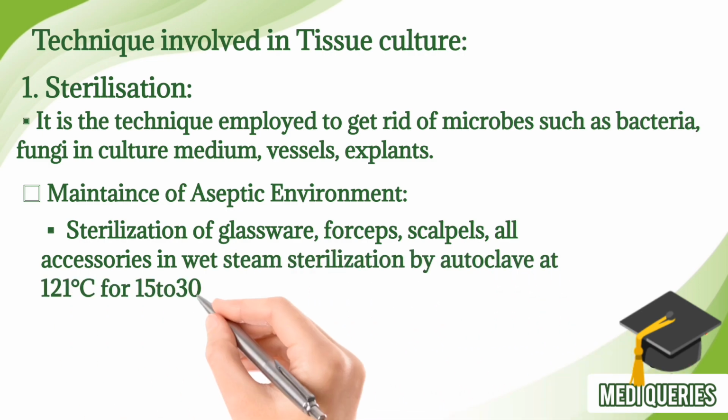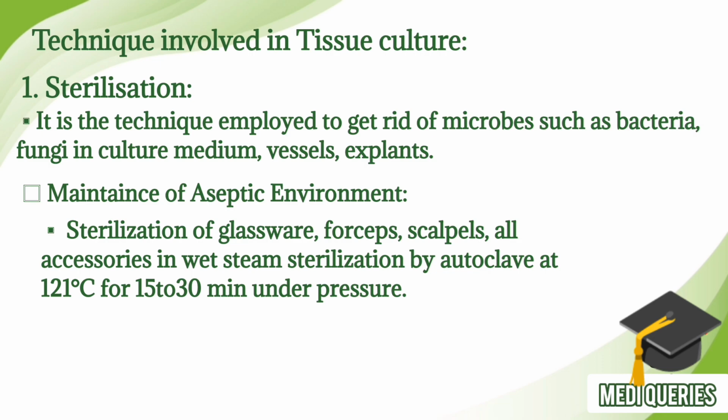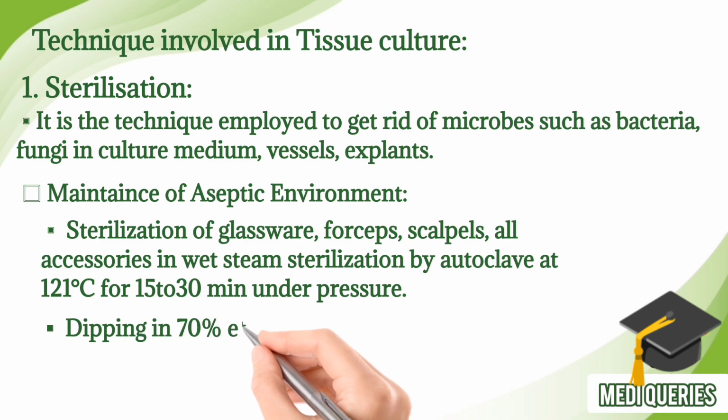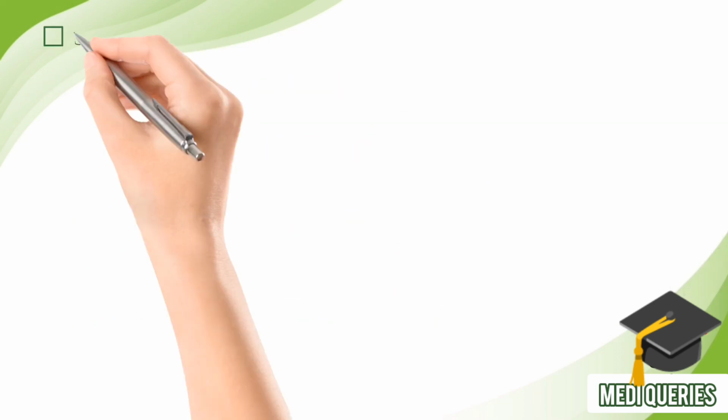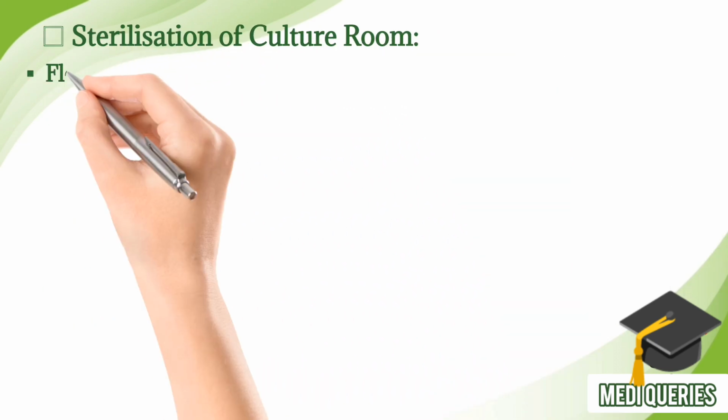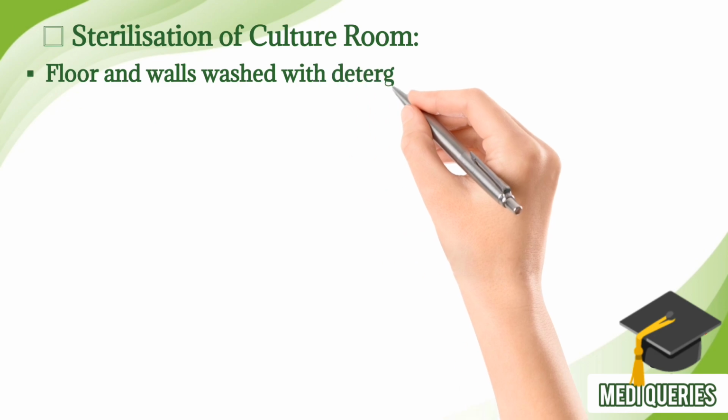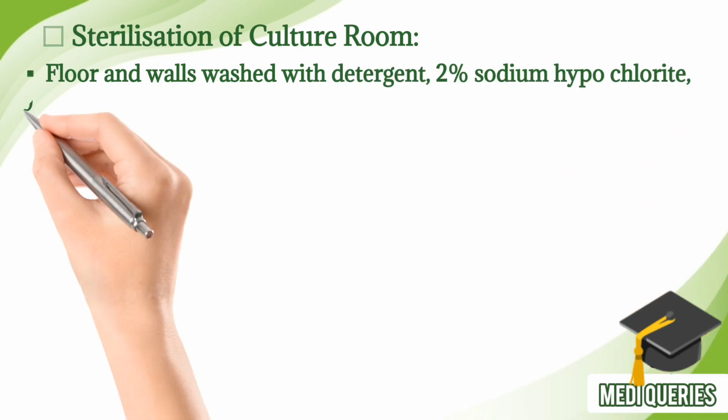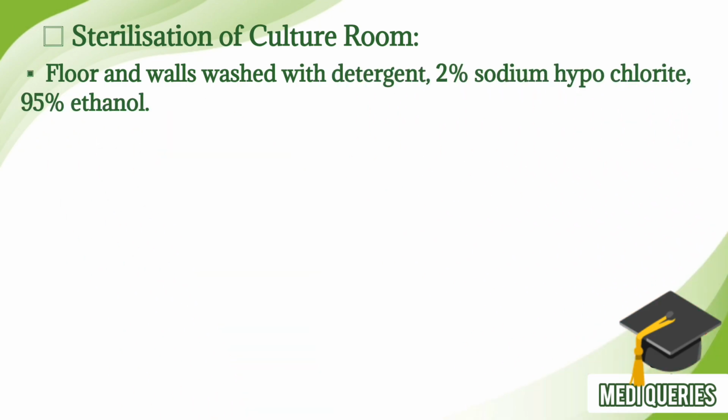That is sterilization of glasswares, forceps, scalpels and all accessories in wet steam sterilization by autoclaving at 121 degrees centigrade for 15 to 30 minutes under pressure, or dipping in 70% ethanol followed by flaming and cooling. Second one is sterilization of culture room. Floor and the walls are washed with detergents and then with 2% sodium hypochlorite or 95% ethanol.